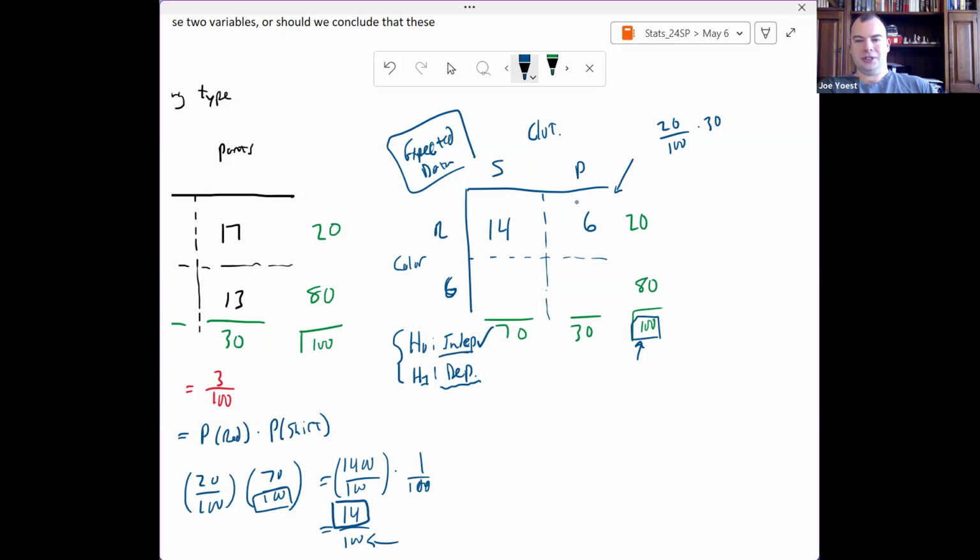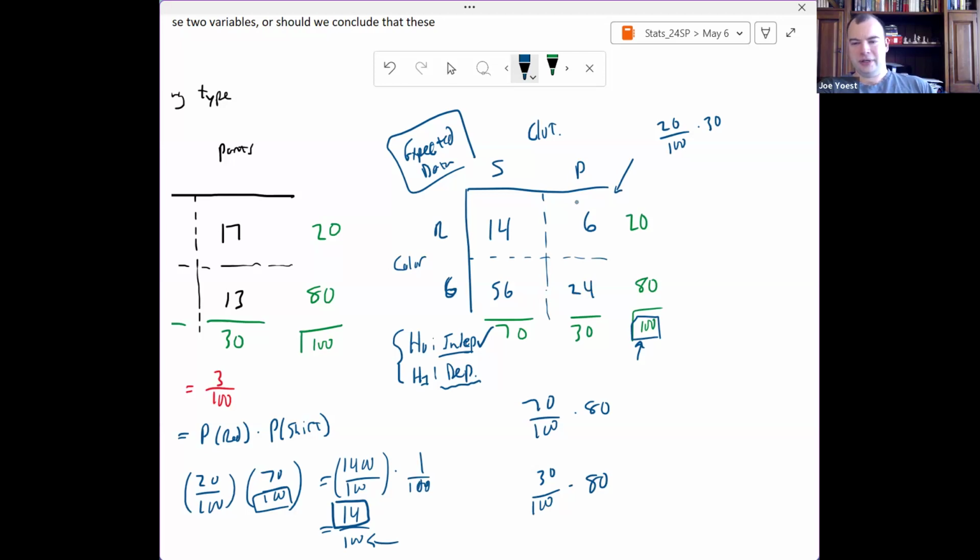For what, maybe green shirts next, I have 70 shirts divided by 100 once times 80 green colored pieces of clothing. 7 eighths are 56, so 5600 over 100 is just 56. And then similarly for the green pants, I have 30 total pants over 100 times 80 total green colored pieces of clothing. That's 2400 over 100, or 24.